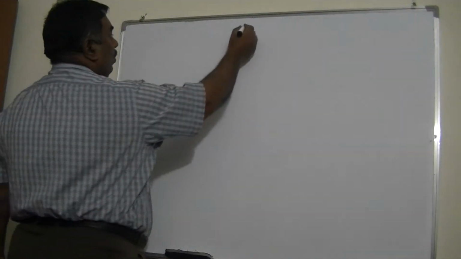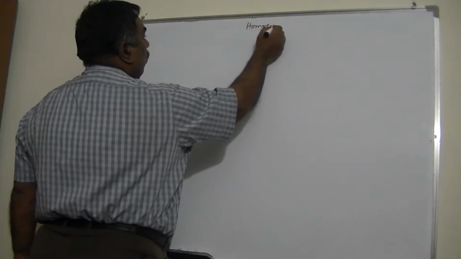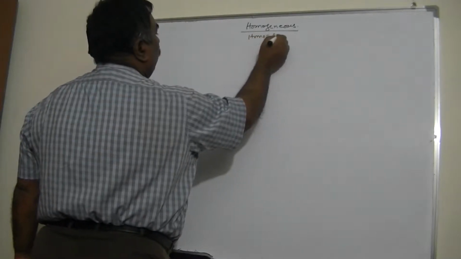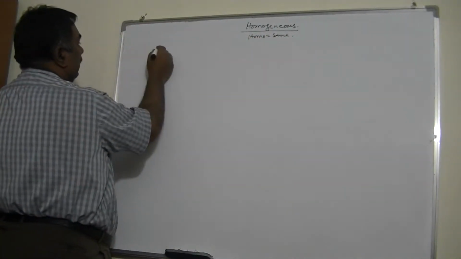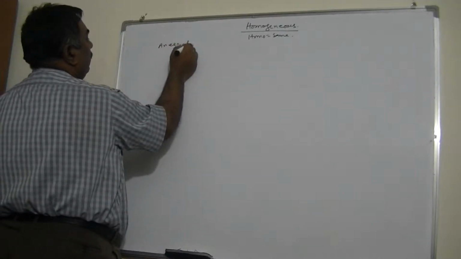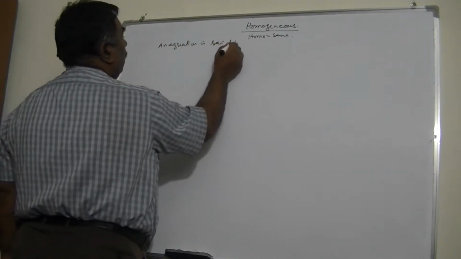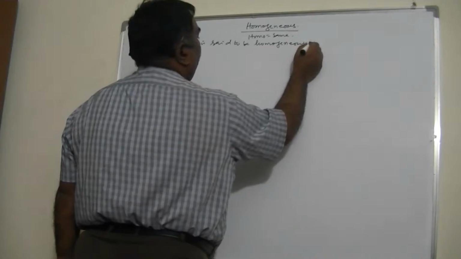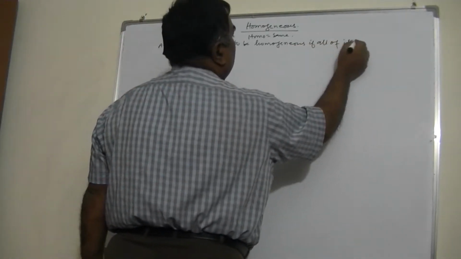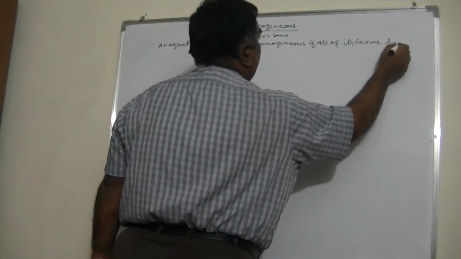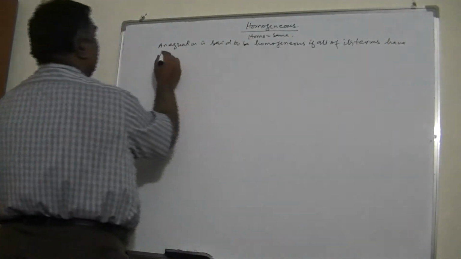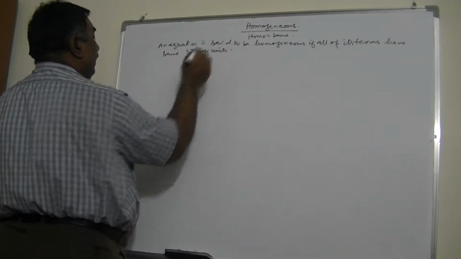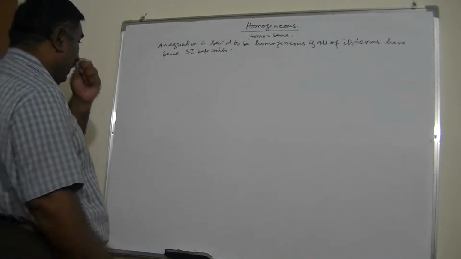We will talk about the homogeneous equations. Now, homo means same. So I can say that an equation is said to be homogeneous if all of its terms have the same SI base units. It means if an equation is said to be homogeneous, it must have the same SI base units.